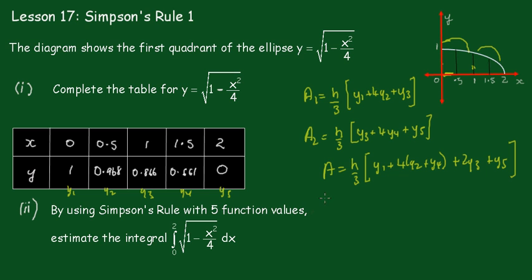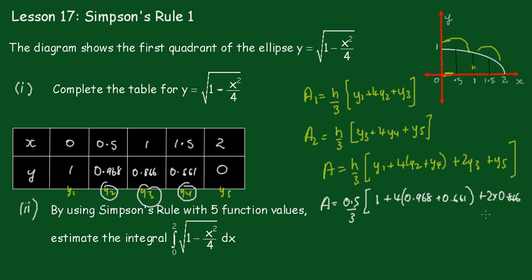substitute these values in, and we get the area is equal to h. Now the h is like with the trap rule, it's 0.5, but it's a 3 under here, not a 2. The first one is a 1 plus 4 times, now this is your y2, 0.968 plus y4, which is 0.661, plus 2 times the y3, 0.866, plus the y5, which is 0. Now when you work all that out on your calculator, you get the result of 1.54133 as the approximation for the area underneath this curve.